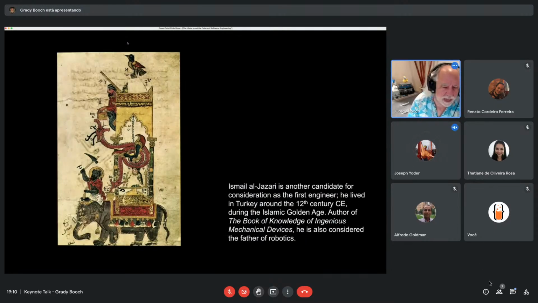As we also look back in the past, another candidate for being the first engineer is Ismail Al-Jazari. He's the first pattern language person. He wrote this, actually it's perhaps a number of brothers. They wrote this delightful book called The Book of Knowledge of Ingenious Mechanical Devices. It basically said, hey, if you want to do this thing, then here's how you might build it. And so it was the first patterns language book.